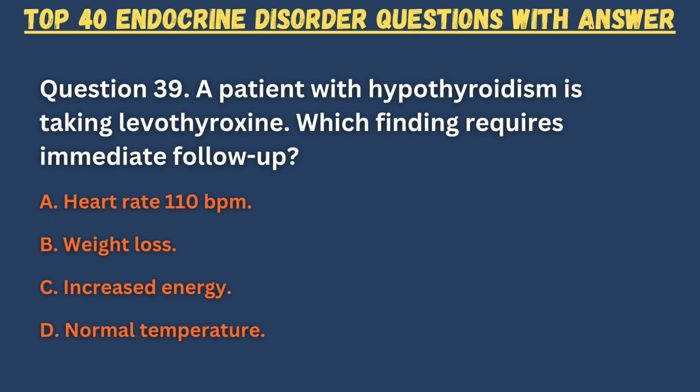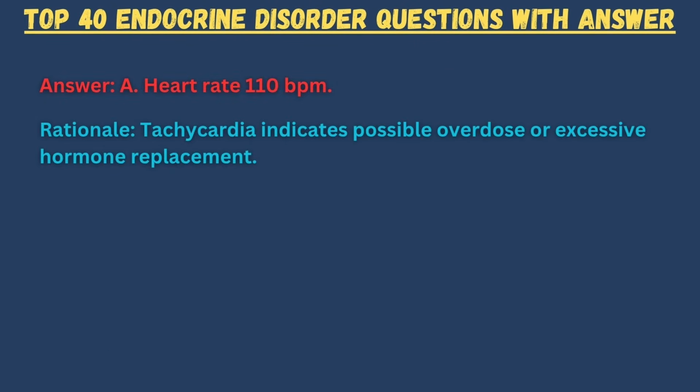Question 39. A patient with hypothyroidism is taking levothyroxine. Which finding requires immediate follow-up? A. Heart rate 110 BPM. B. Weight loss. C. Increased energy. D. Normal temperature. Answer: A. Heart rate 110 BPM. Rationale: tachycardia indicates possible overdose or excessive hormone replacement.